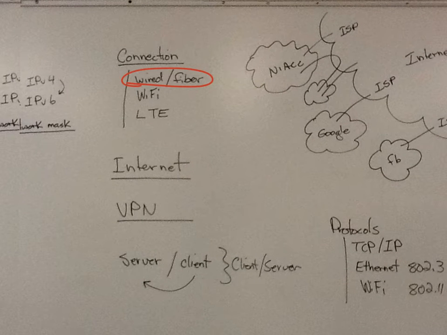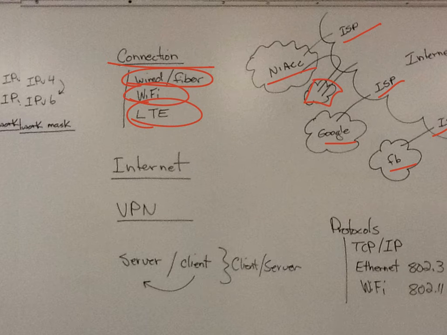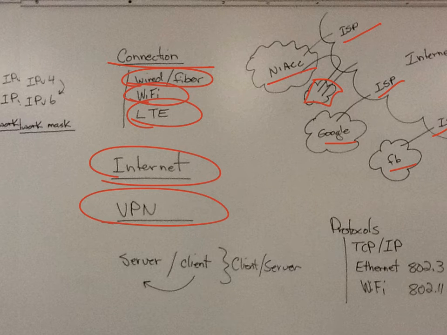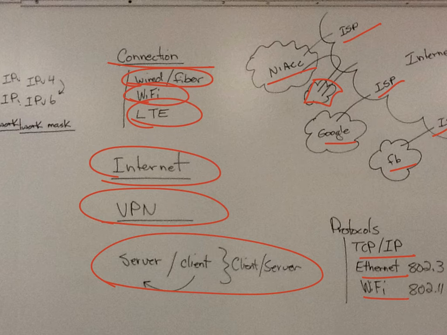We talked about wired connections, Wi-Fi, LTE, and we use this example, internet service providers. We talked about Google, Facebook, NIACC, being able to connect. We talked about the internet, we talked about VPNs through the internet, server, client, server, TCP protocols.